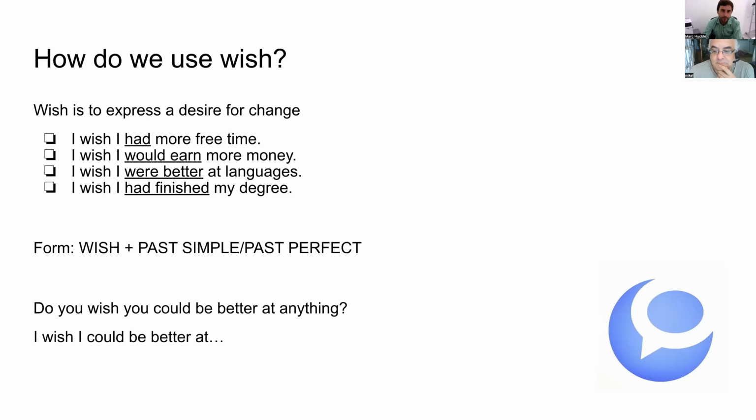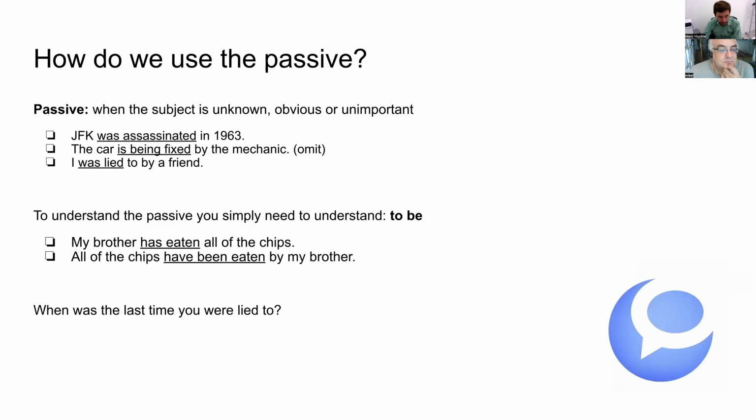Now, we have the passive. Basically, we use it when the subject, what does the action, is unknown, of course, obvious or unimportant. It doesn't matter who does something. So, JFK was assassinated in 1963. Who by? Well, by Harvey Oswald, but it's not important. What is important is he was killed.